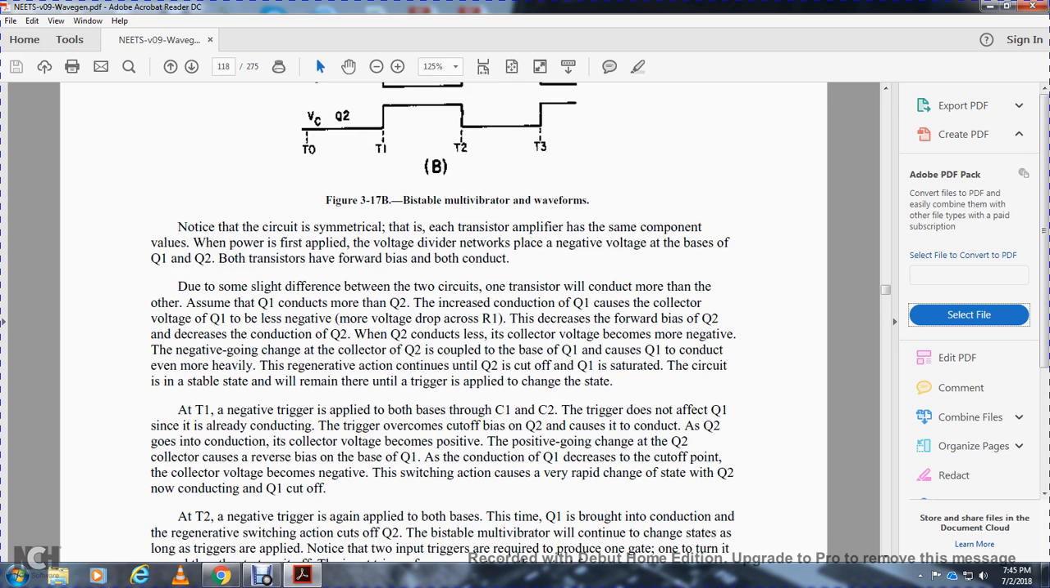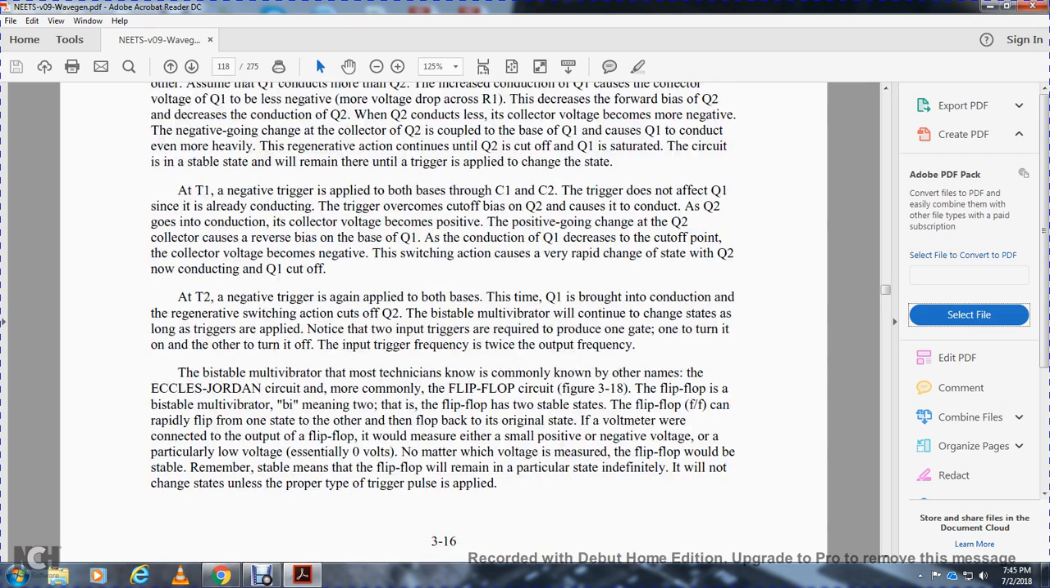Assuming transistor 1 conducts more than transistor 2, the increased conduction of transistor 1 increases the voltage dropped across resistor 1, so the collector voltage of transistor 1 becomes less negative. This decreases the forward bias of transistor 2, so transistor 2 conducts less. As the collector voltage of transistor 2 becomes more negative, this negative change, coupled to the base of transistor 1, causes transistor 1 to conduct even more heavily. Regenerative action continues until transistor 2 is cut off and transistor 1 is saturated. The circuit remains in this stable state until a trigger changes the state.